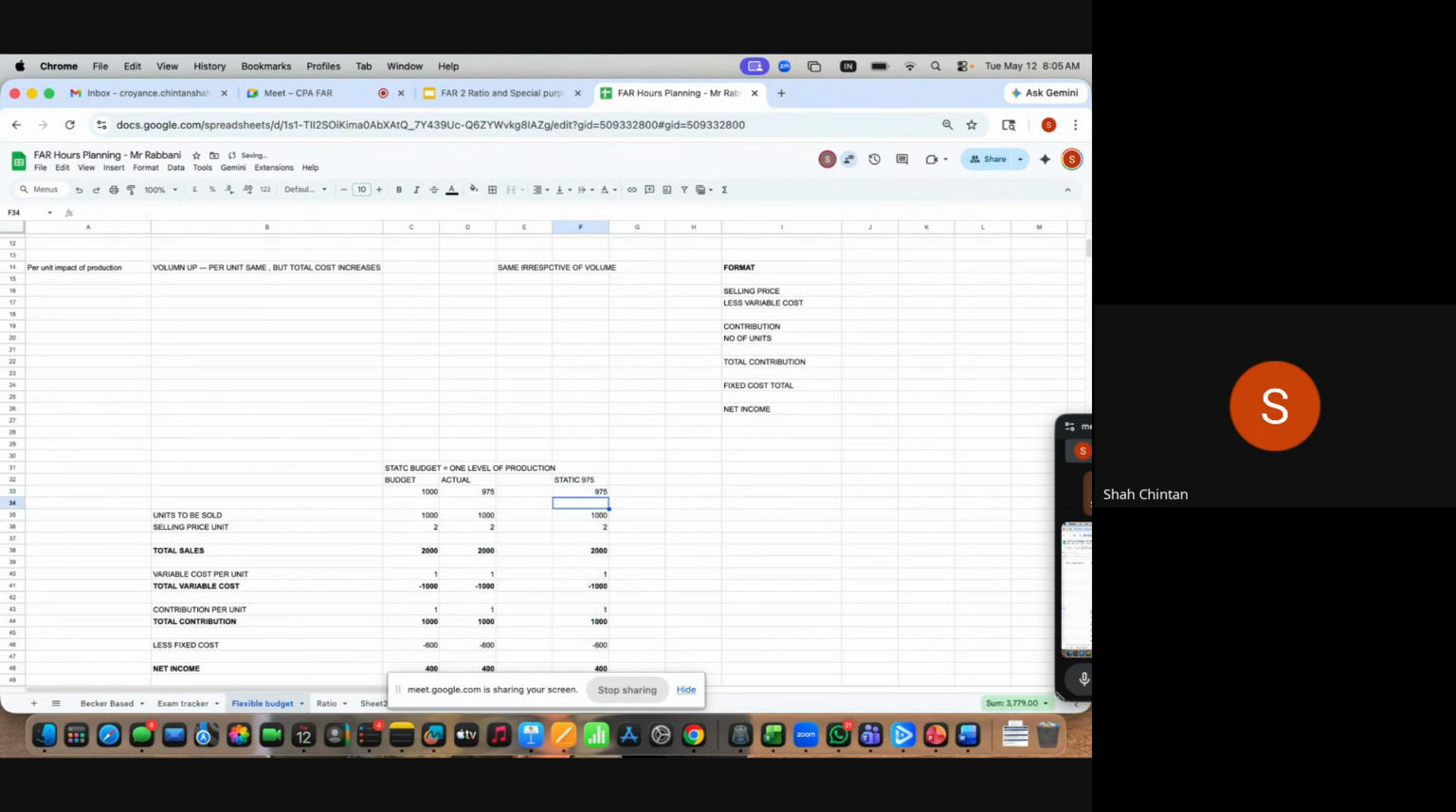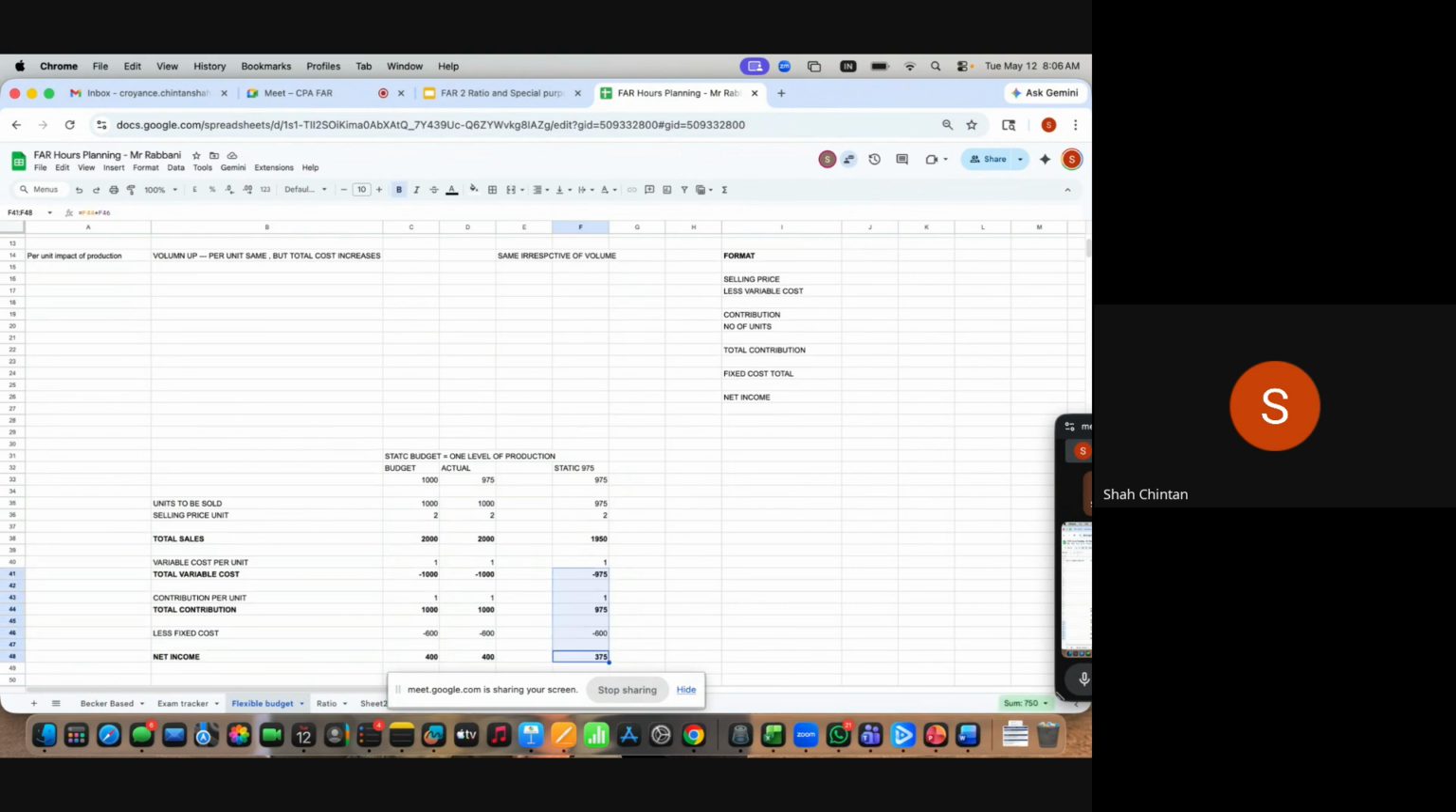Let's say this is your static budget. You say your number of units to be sold will now be 975. Selling price was $2, total sales, variable cost. Your variable cost used to be $1 per unit, so it gives you a total contribution. Contribution per unit remains the same, less fixed cost. Let's say your budgeted fixed cost was $600.